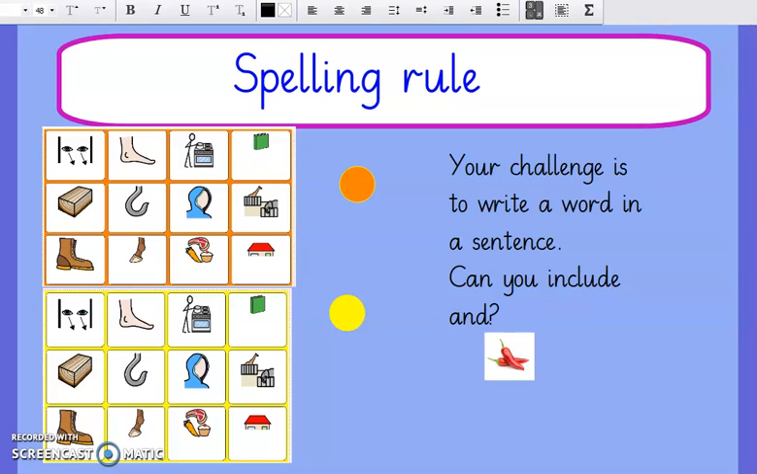Orange and yellow grip, you're going to do your spellings today. Your spelling rule is the oo sound. So we've got look, foot, cook, wood, hook, hood, zoo, boot, hoof, food, and roof. This is the same for yellow grip as well. Can you write all your spellings, and then could you write a sentence using some of these spellings?